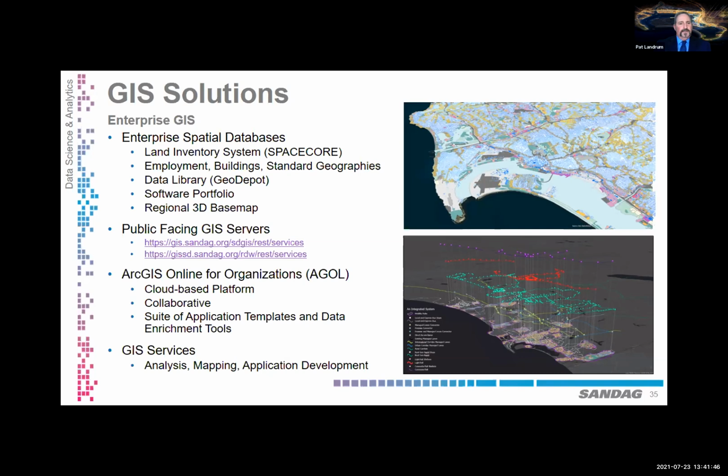Part of that enterprise GIS are public-facing GIS servers. We currently have 2 of those, and I've included the links here. We provide a wealth of information in the public domain that is heavily accessed, particularly from partner agencies, as well as public and private sector and academia. Just a wealth of information, spatial data for you folks to use on a regular basis. We have what's called ArcGIS Online for Organizations. That is an Esri cloud-based platform, a very collaborative environment.